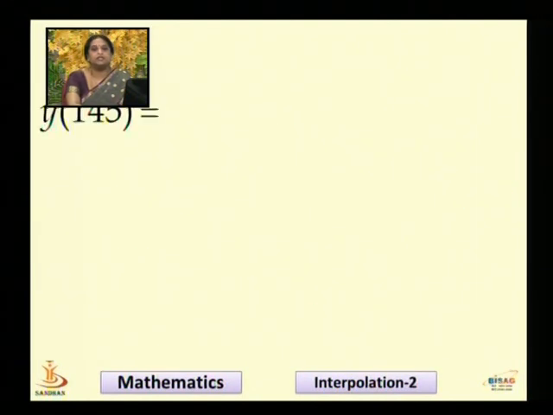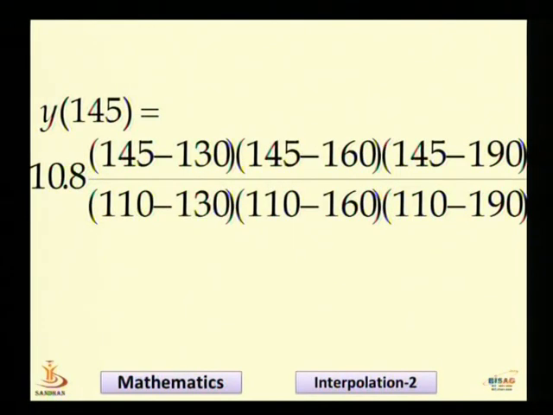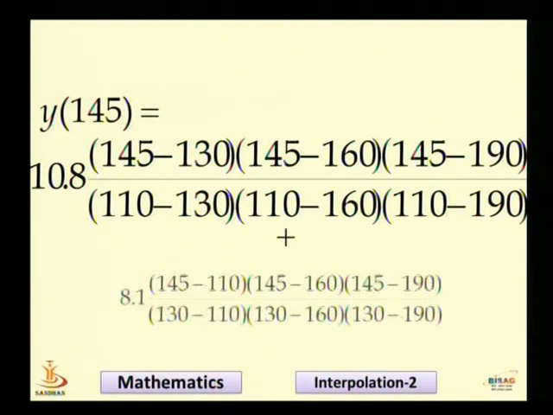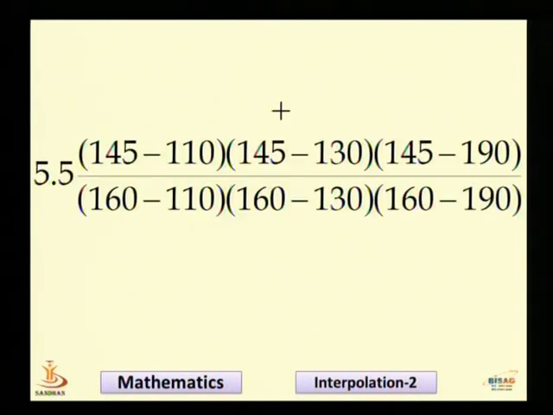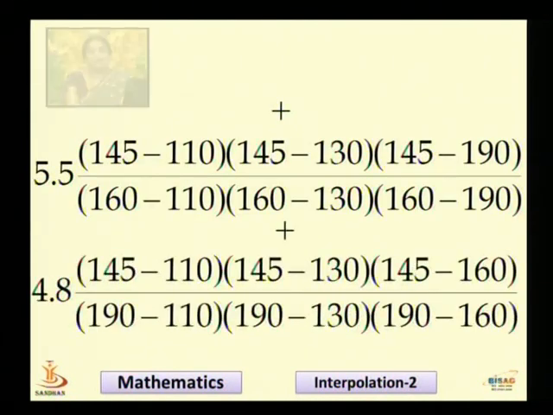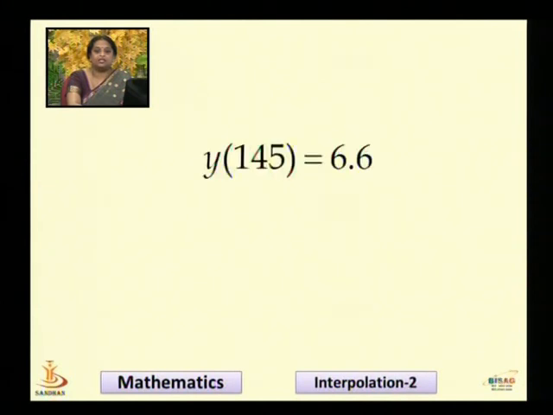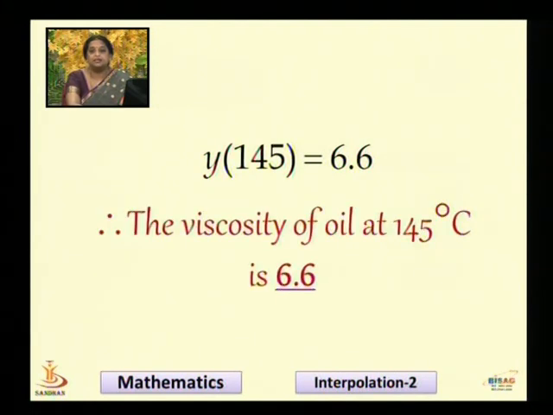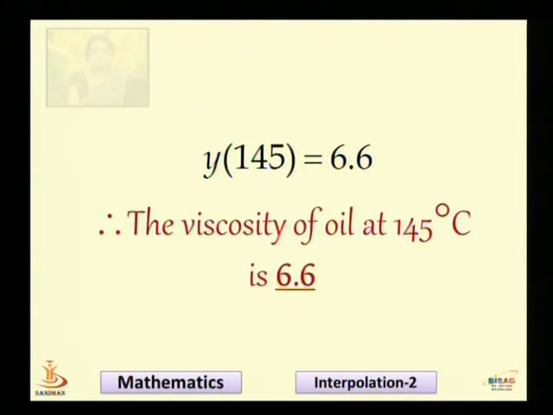On substituting the values of x, which is 145, the values of y1, y2, y3, y4, x1, x2, x3 and x4 in the above equation, we can on simplification get the value of y at 145 equal to 6.6. That is, the viscosity of the oil at 145 degrees centigrade is 6.6.